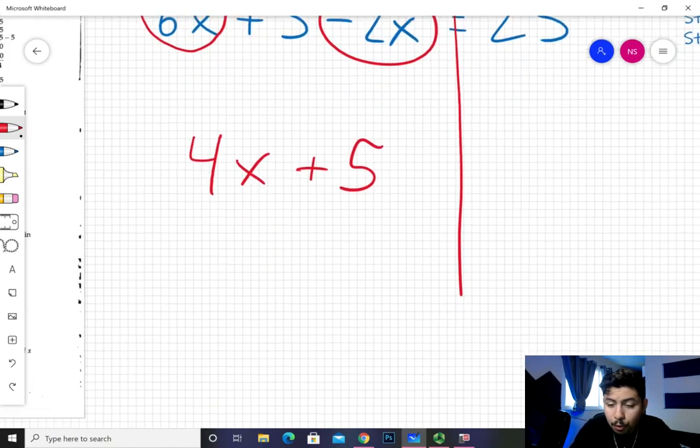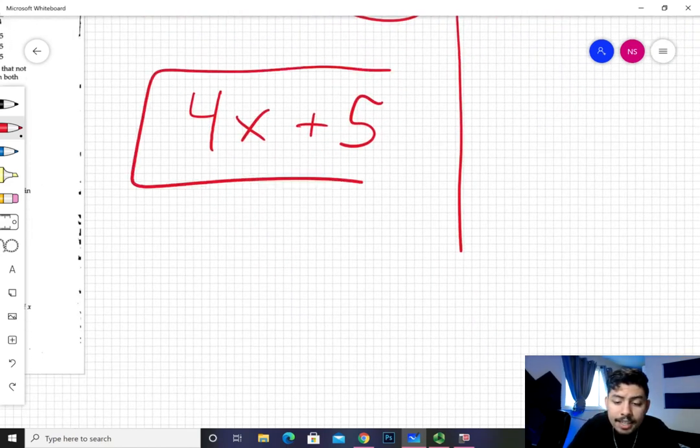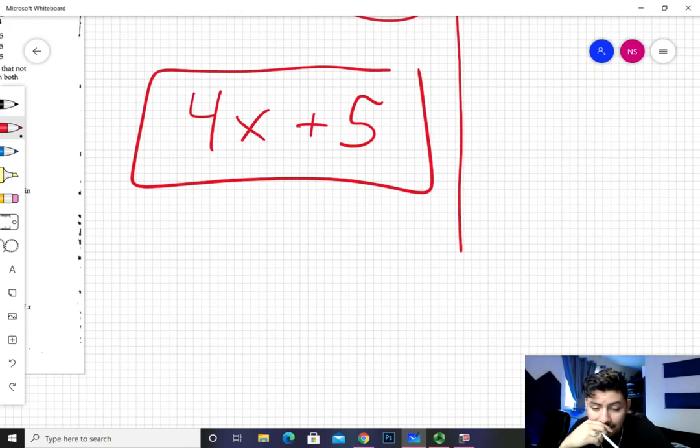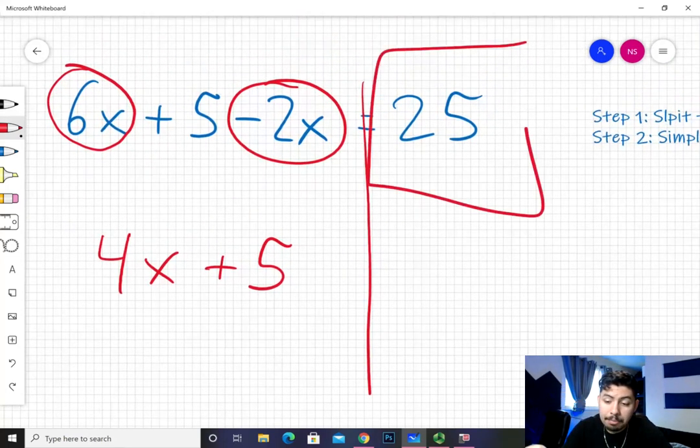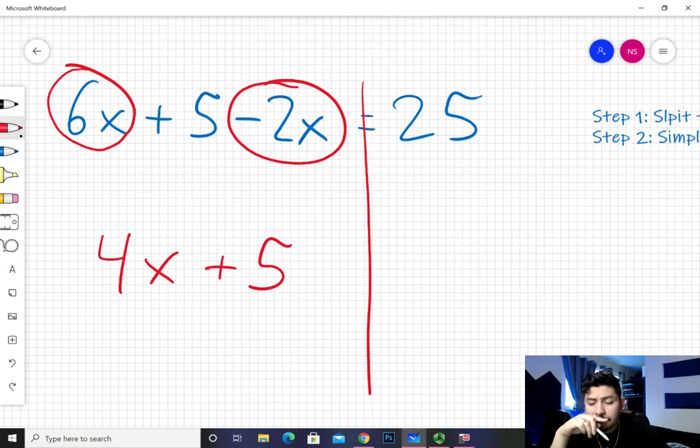All right, still focusing on side A. Is there anything else that I can do just looking at side A? No. We've simplified. We're done. So then we move on to side B. Is there anything we could do in side B? No, it's just a number.